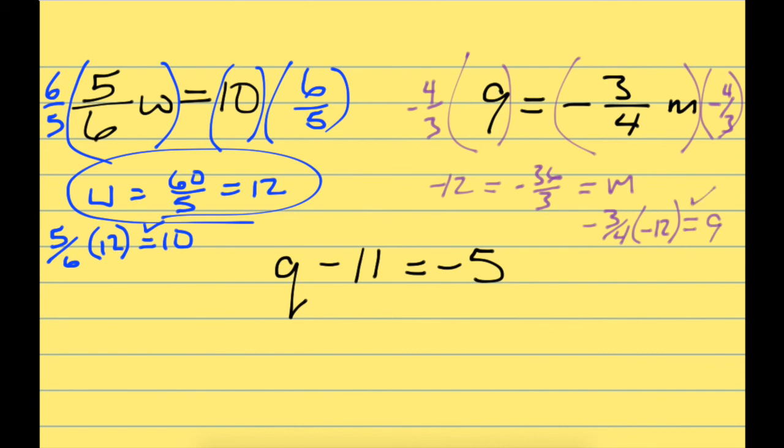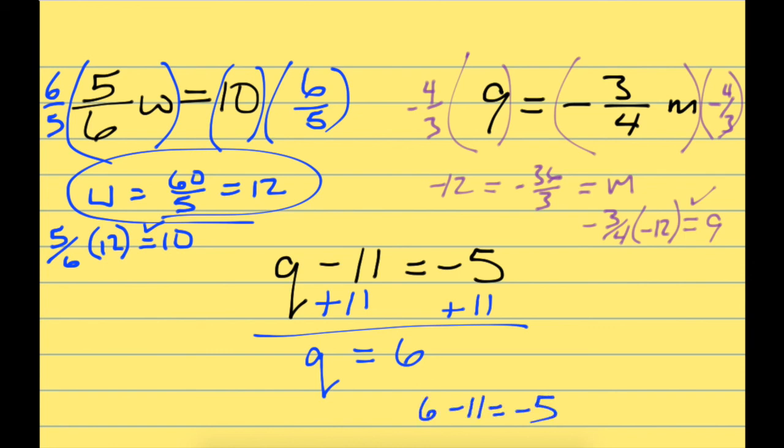Last one. To get rid of that minus 11, we've got to add 11 to both sides. And what's negative 5 plus 11? 6. Does 6 minus 11 equal negative 5? Definitely. So 6 is our answer.